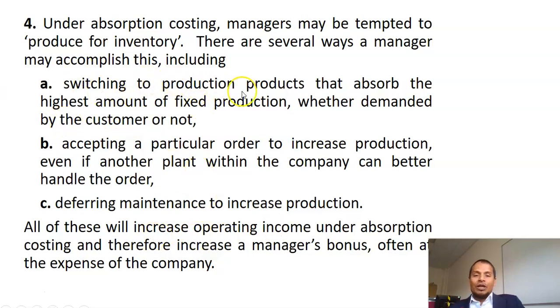So, for example, switching to production that absorbs the highest amount of fixed cost. So managers can produce more of that product, which requires more fixed cost, or they can just accept orders to increase their production volume, or they can keep producing instead of stopping for maintenance, right? So all these points will increase the volume of production of the company. Ultimately, in the long run, it would be a great loss for the company. And that's why companies should be cautious in providing bonuses according to the profit.